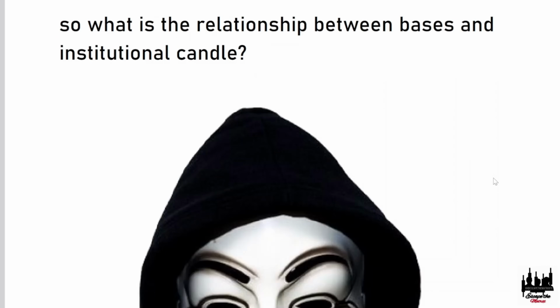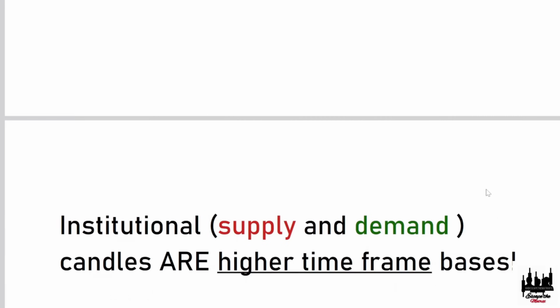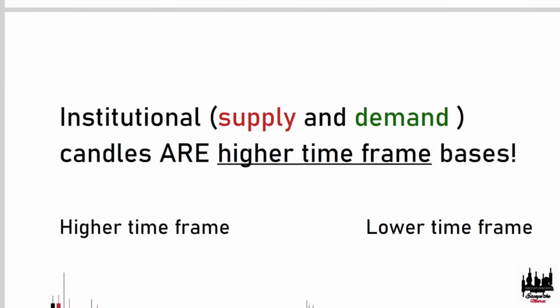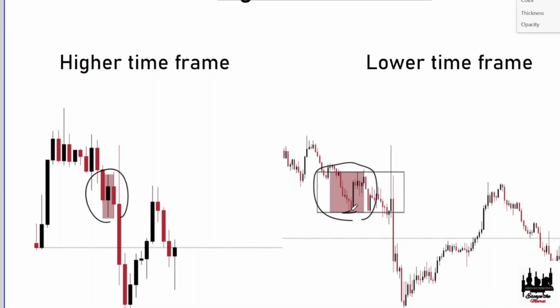So what is the relationship between bases and institutional candles? And guys, this is something that I haven't seen on the internet prior to this. This will be the first time this is available on the internet because I haven't seen anybody cover this yet. What is the relationship? The relationship is institutional candles, slash supply and demand candles, are higher time frame bases. How? This would be a higher time frame institutional candle. This is an institutional candle. On the lower time frame, it's a base. So it'll be the range low, high, and price consolidated in the middle.